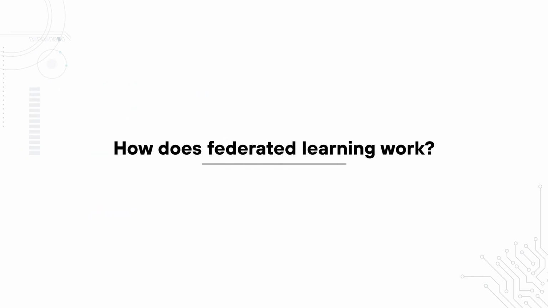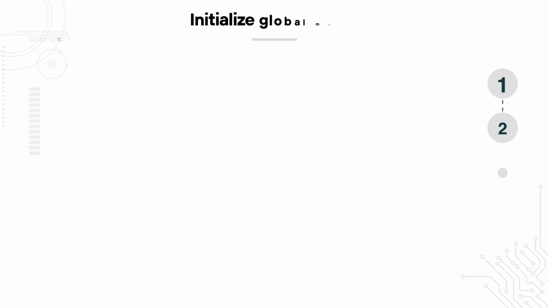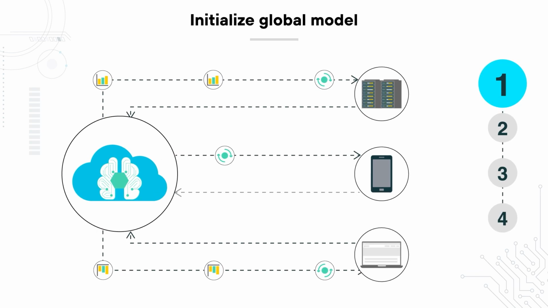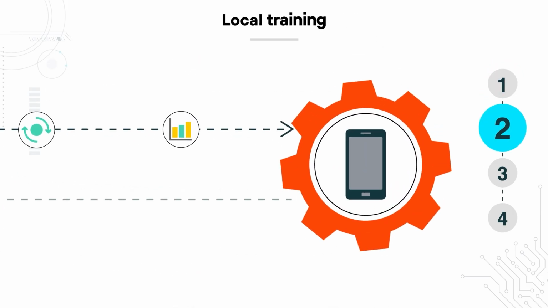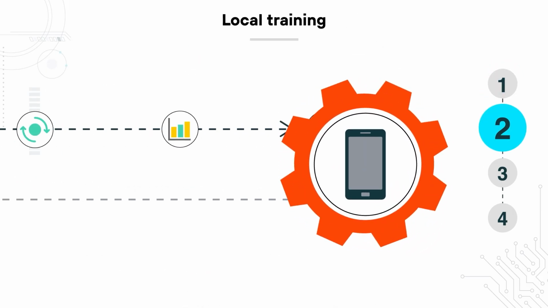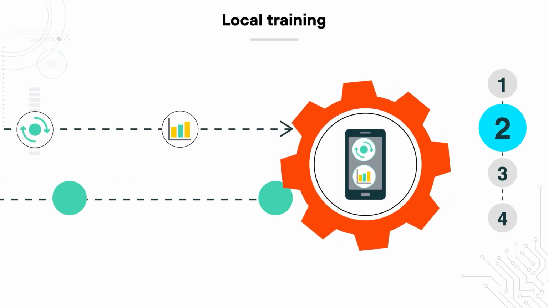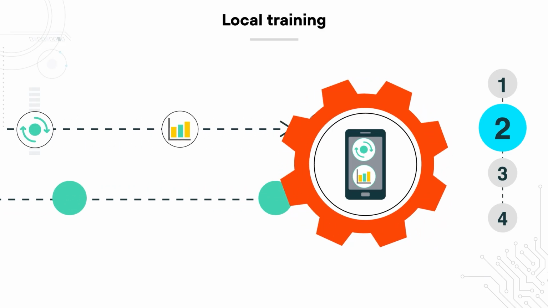So how does this actually work? First, the server creates an initial model and sends it to all the clients. Each client trains the model locally on its own data. The data never leaves the device. Only updated model parameters are shared.